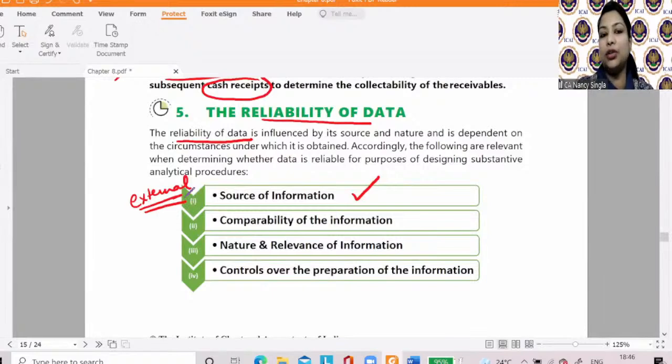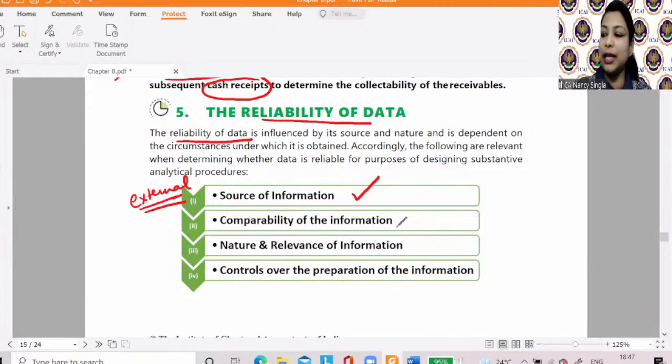Now my next query to you is, when is the internal information more reliable? When is internal information more reliable? Quickly, I need your replies. See, this shows whether you have understood and learned the various topics of chapter number 3. And see, students, how all these topics are interrelated. The reliability of data topic is already covered in chapter number 3.